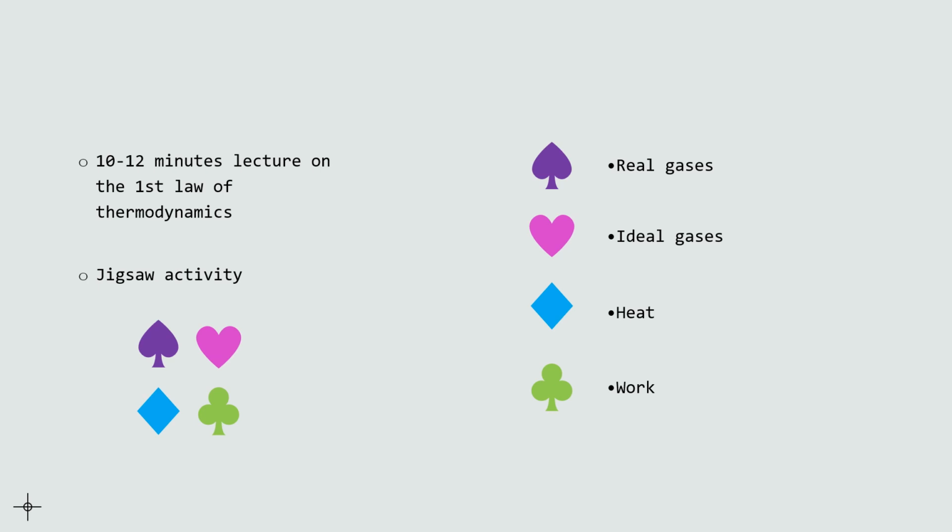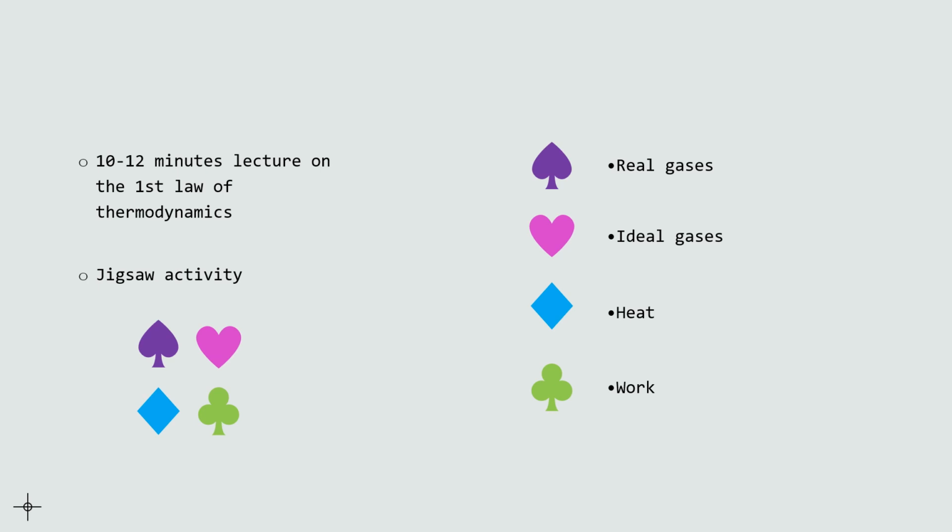The spades team will be given the discussion question regarding real gases. For example, explain the repulsion and attraction intermolecular forces between particles in real gases and how they are included in the van der Waals equation. The heart teams will be given a discussion question regarding ideal gases. For example, under what conditions will a gas most closely follow ideal behavior?